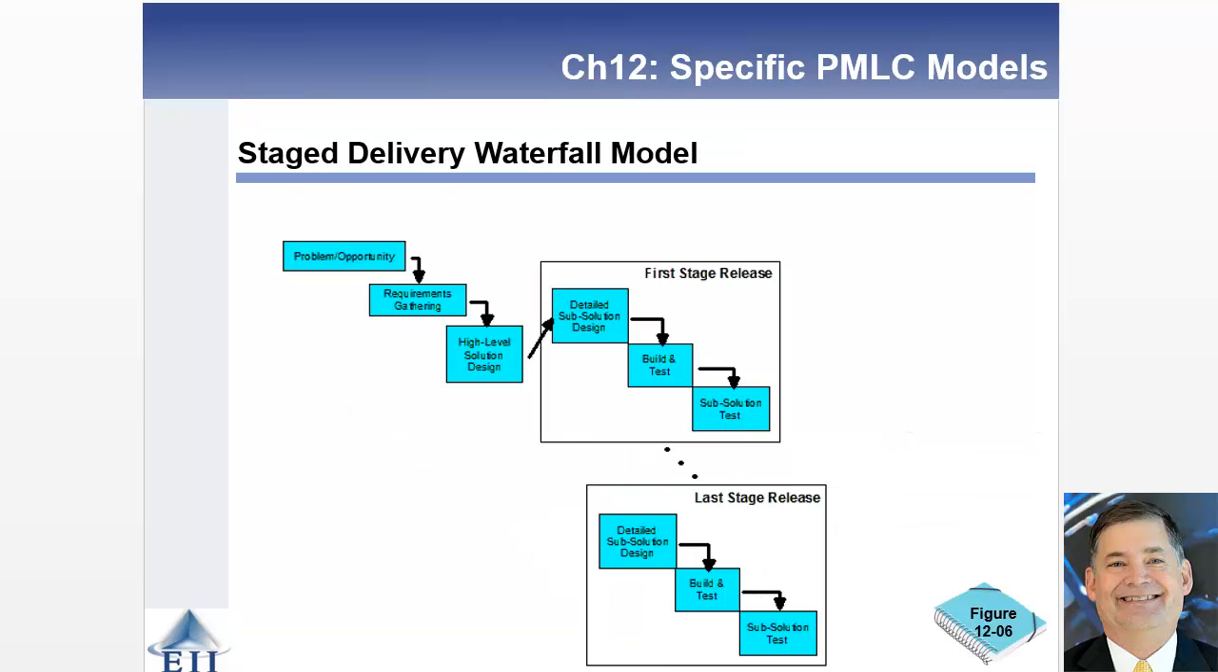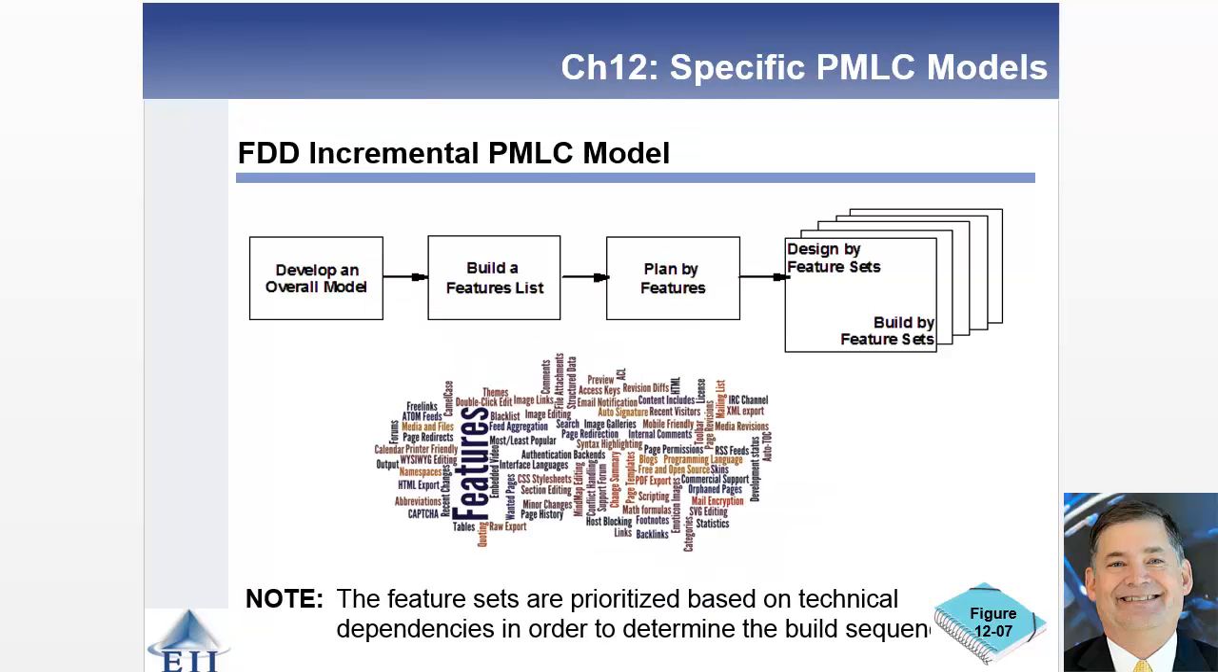So here's that stage delivery waterfall model. Again, you've got some problem or opportunity. You do your requirements gathering, high-level solution design, and then you have a series of stages that you're going to release a sub-solution, design, build and test, and then test. Again, your scoping and planning are all done up front. But once that's done, you just have a series of stages before you get to the final deployment.